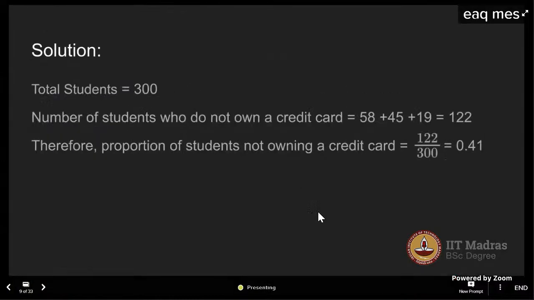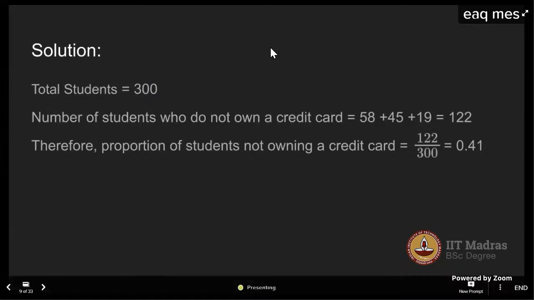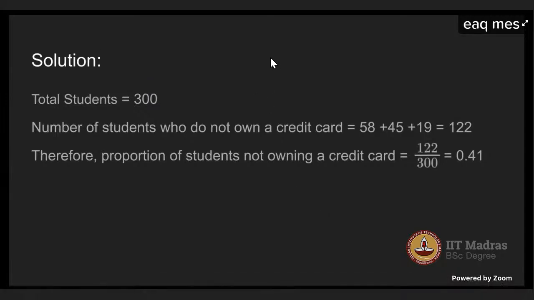Sir, on a physical calculator it's coming to 0.40. No, it won't come to 0.40. It will come to 0.4066 something, 122 divided by 300. I have a physical calculator with me. And in an Excel sheet it's coming to 1. Okay, because you have put in a formula, I think.